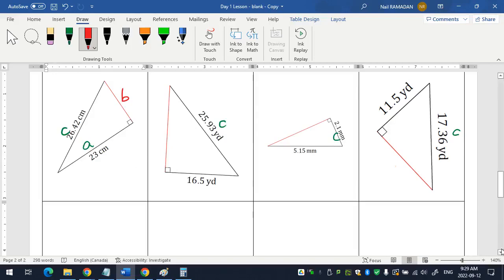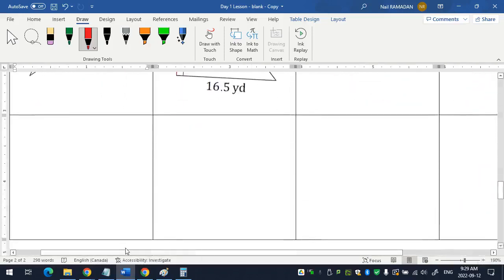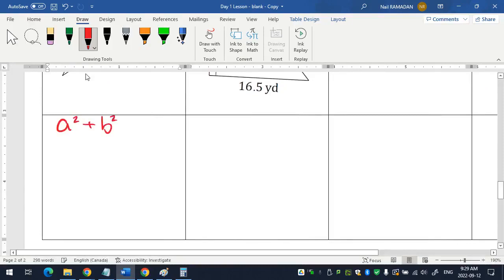So everyone, let's do this. Let me zoom in. I'm going to start by saying A squared plus B squared. Please, everyone, write neatly. Don't write B squared like this. That's not B squared. That's just B2. Please make sure that your exponent or power does look small and it's on top.